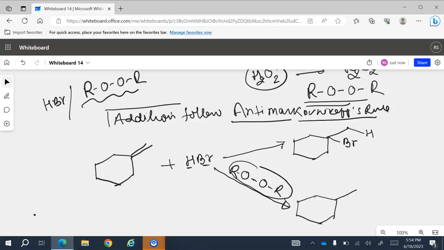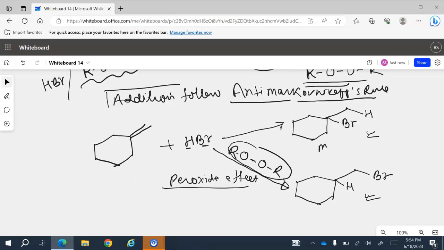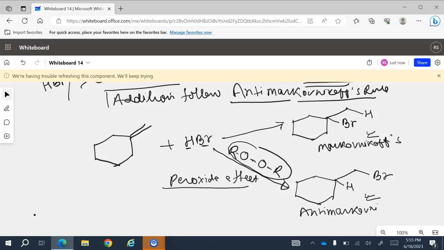This is again called the peroxide effect, so you can mention that. Then hydrogen will go to the carbon with fewer hydrogens, and bromine will go to the other side. So this is when you have peroxide, and this is when there is no peroxide. This is the Markovnikov product, and this is the anti-Markovnikov product.